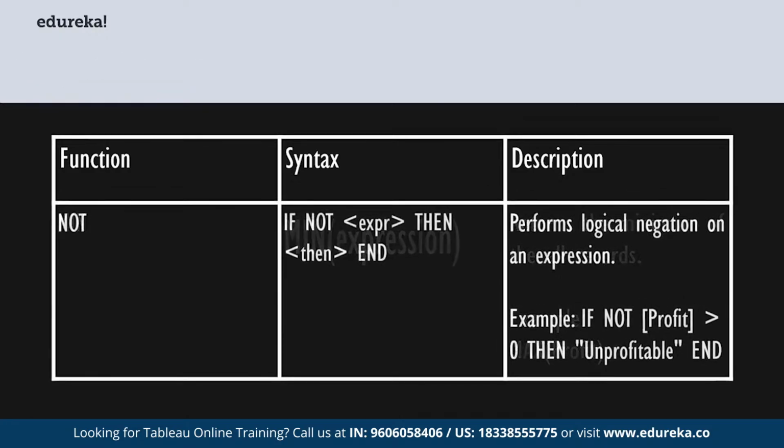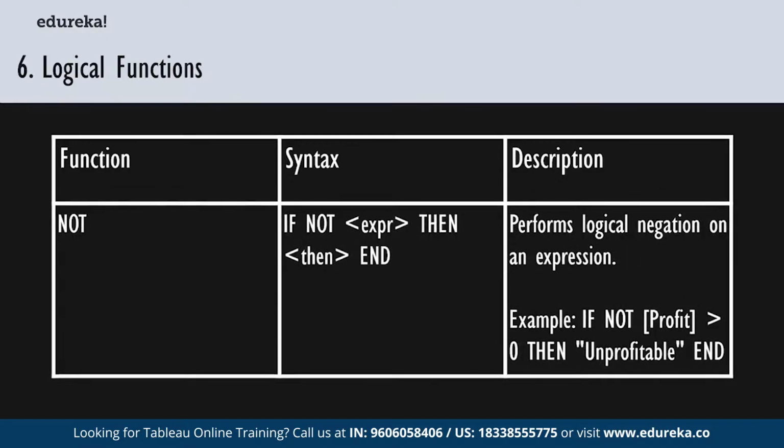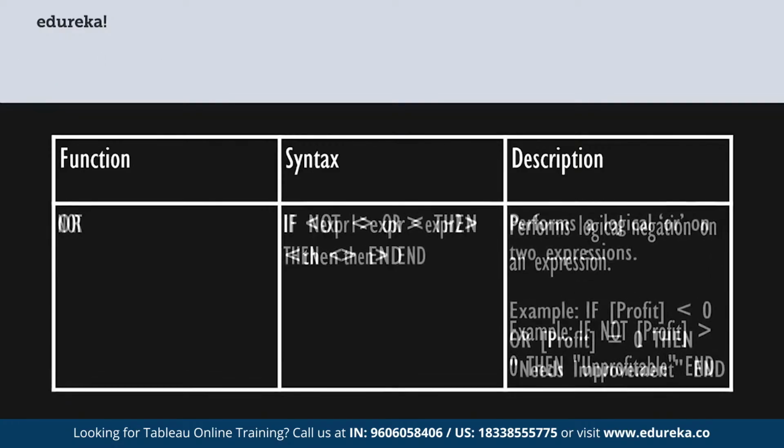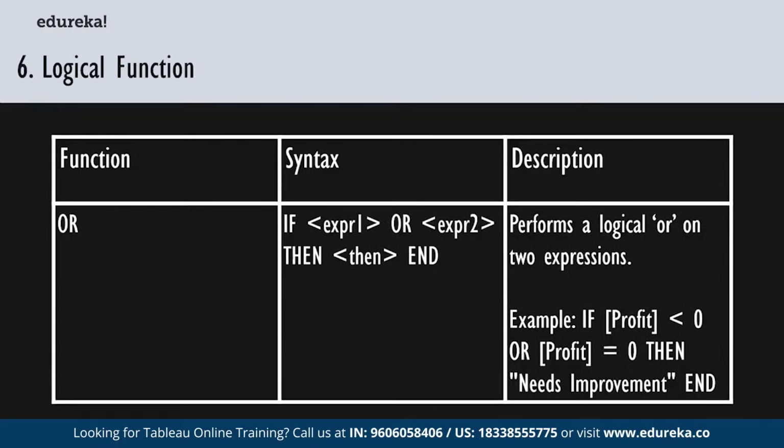Then you have the logical not, which performs logical negation on an expression. So basically, if the field you have put in does not fulfill the condition, then it gives you the corresponding result. Then you have the logical or, which basically means that if you have put in 2 conditions, and either of them has to be true, then it will give you a result.